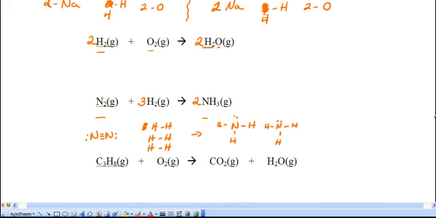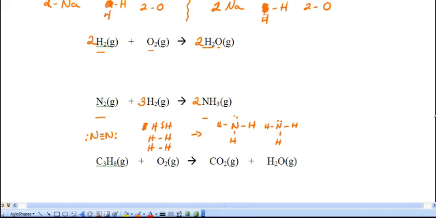Don't worry about what those dots mean if you're not sure what those are. That's okay. But all I want to show you is that on the reactant side you have 2 nitrogens. On the product side you have 2 nitrogens. On the reactant side you have 1, 2, 3, 4, 5, 6 hydrogens. On the product side I have 1, 2, 3, 4, 5, 6.